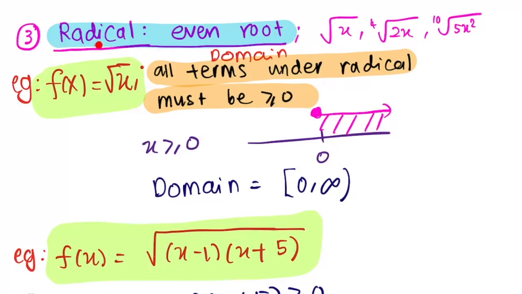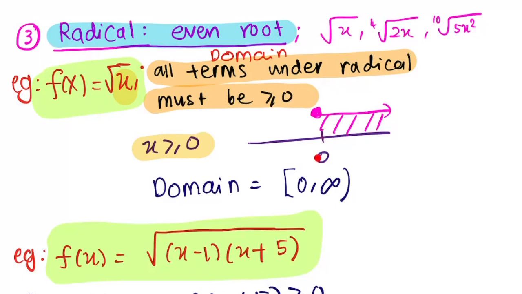Now let's see the case for radicals with even roots. If you have an even root, for example, square root, fourth root, tenth root, and so on, what you should do is all terms under the radical must be more than or equal to 0. So this is the easiest one here. f(x) equal to square root of x. Just take everything inside your radical, x, it must be more than or equal to 0. That is the domain.